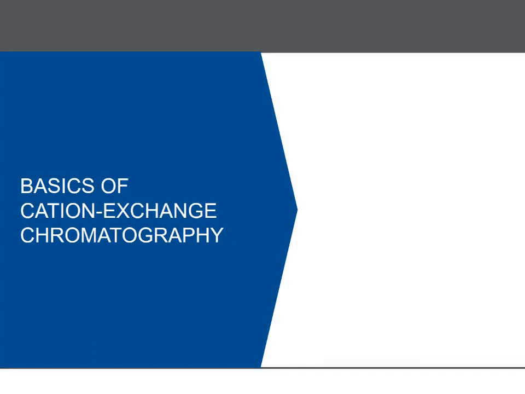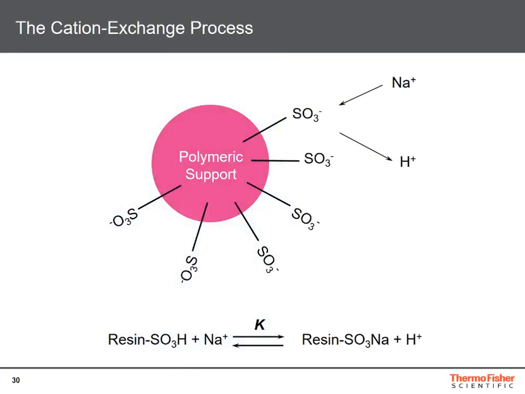Let us switch now to the basics of cation exchange chromatography. In analogy to anion exchange, this slide shows the schematic of the cation exchange process. Again, let us assume that we have a polymeric support particle to which the ion exchange functional groups are attached in one way or the other. In the early days of ion chromatography, the cation exchange functional groups were almost exclusively sulfonate groups.